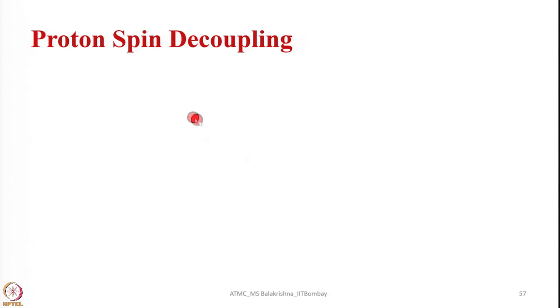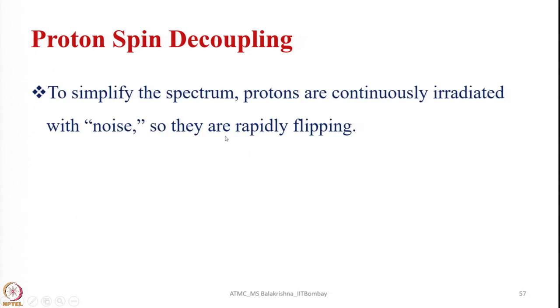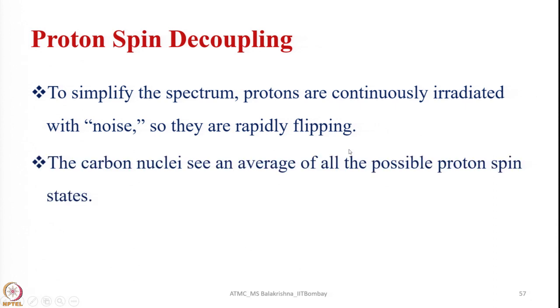Now, proton spin decoupling. What does decoupling mean? To simplify the spectrum, protons are continuously irradiated with noise, so they are rapidly flipping. That means when I am recording 13C, to make interpretation easy, all hydrogens present will be decoupled from the carbon atom, so that you will see signals only due to carbon.